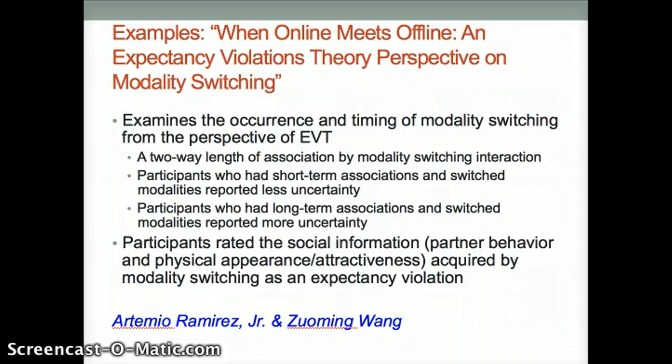The third and final example examines the occurrence and timing of modality switching from the perspective of EVT. It shows a two-way association. First, participants who had short-term associations with others and switched modalities reported less uncertainty. And second, participants who had long-term association with others but switched modalities reported more uncertainty.